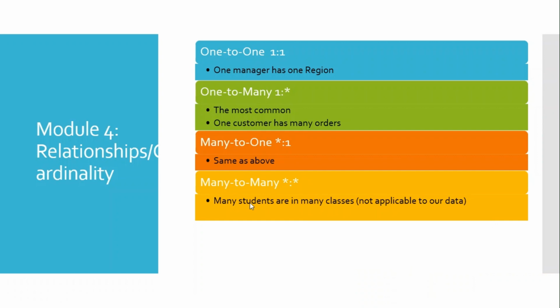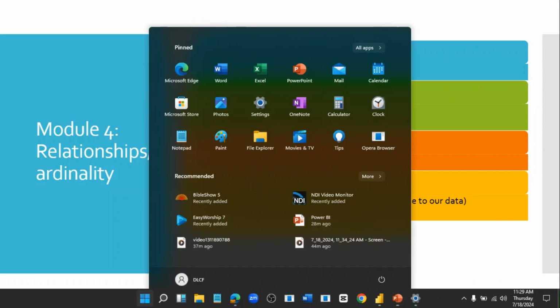Then we have a one-to-many relationship. That is the most common relationship available in Power BI, where one customer can have many orders. Then we have the many-to-one relationship, which is the same as one-to-many. Then we also have the many-to-many relationship. For example, many students are in many classes, but that's not applicable to our data. All right, so let's get back to Power BI and continue what we are doing.